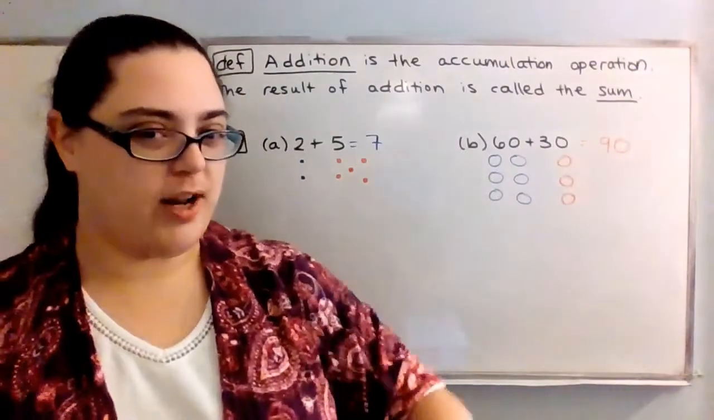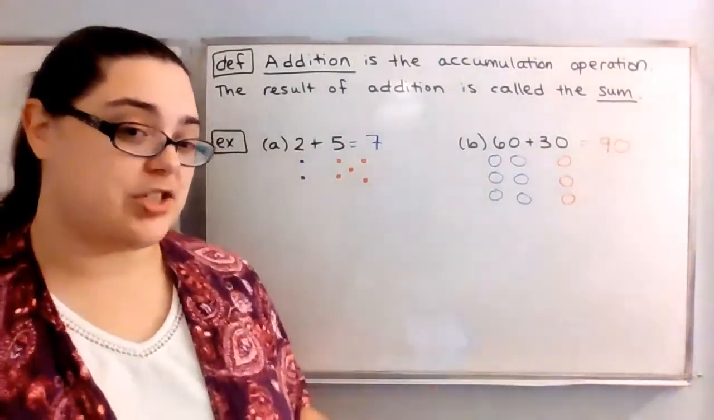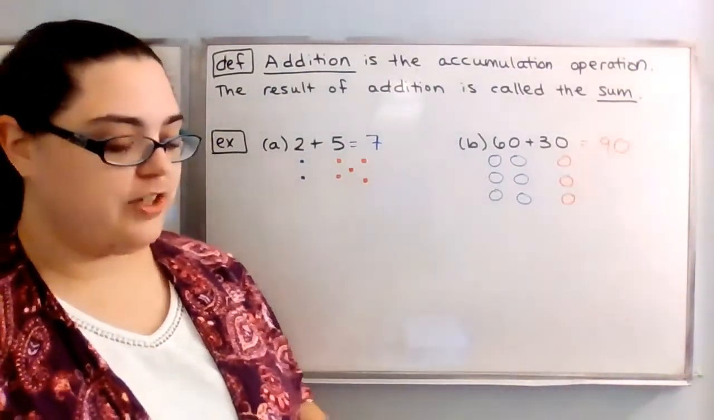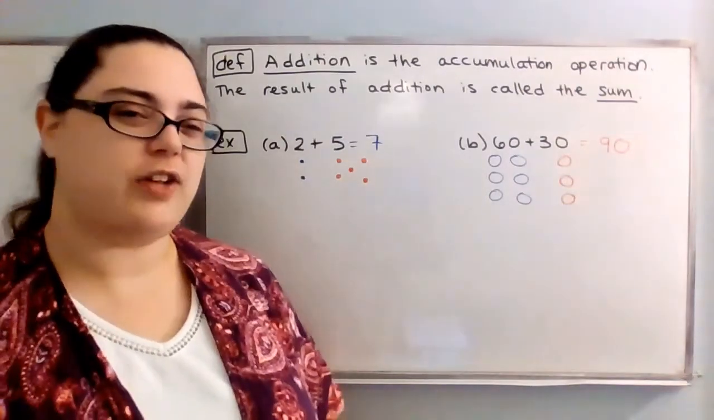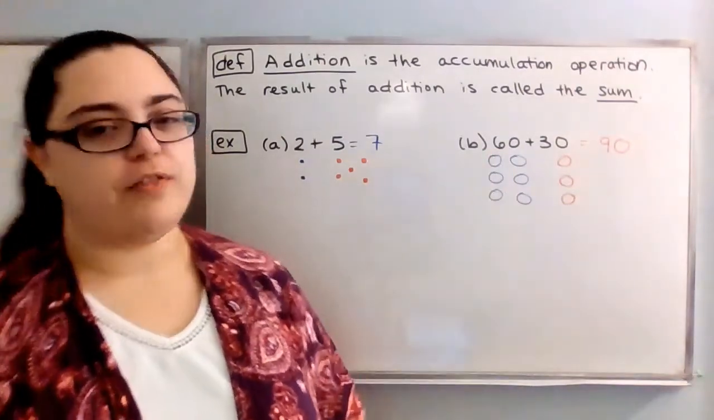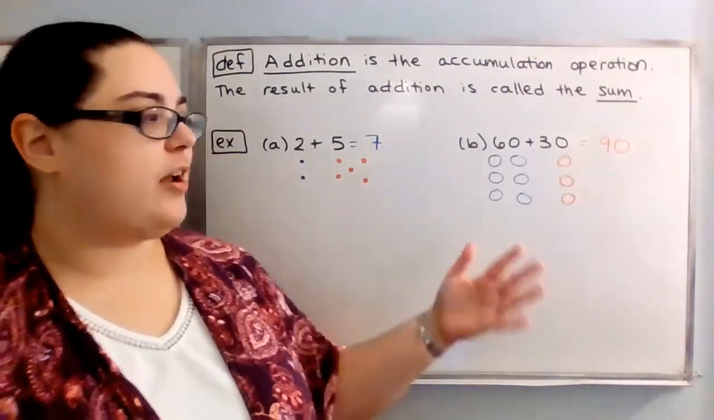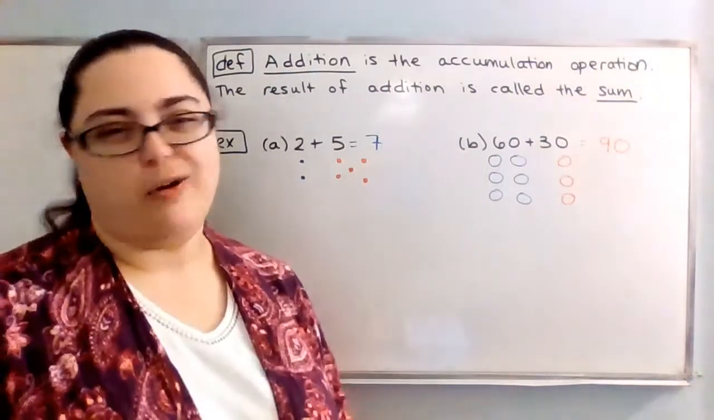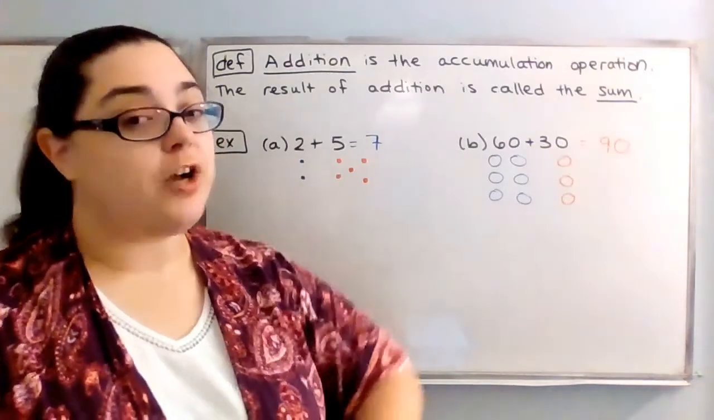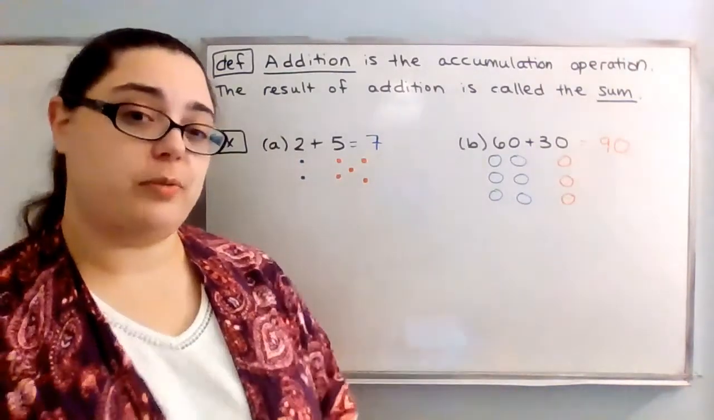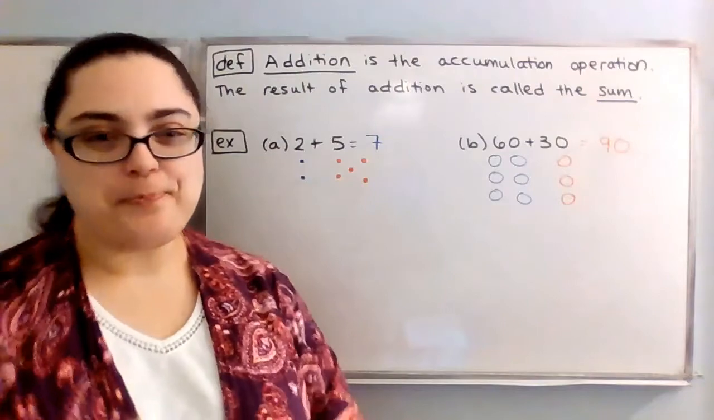So this is one way that you can visualize addition. In the next video, we'll ask, what if instead of 60, I had 62? Then I'm going to have dimes and pennies, and it doesn't work out quite as nicely. We'll talk about how you can visualize those sort of combined situations next time.